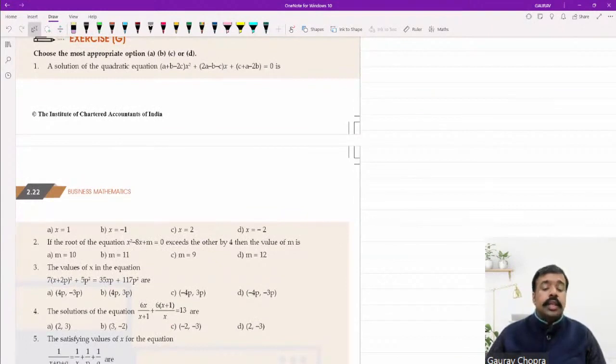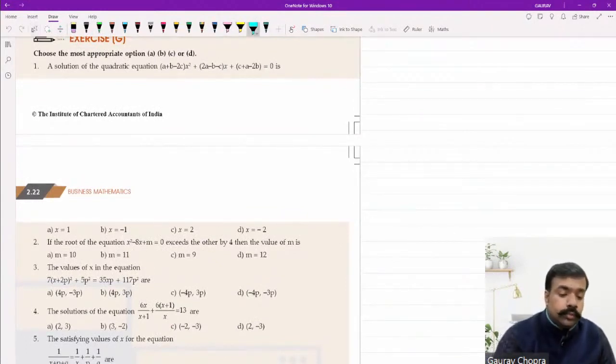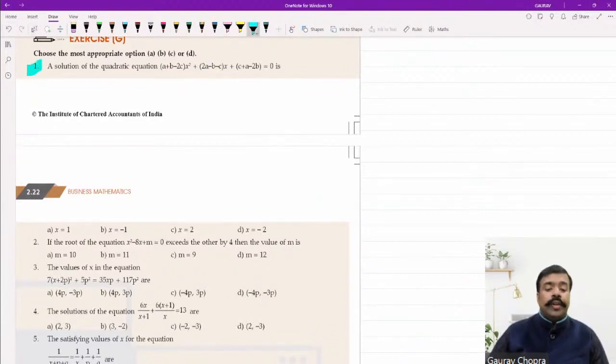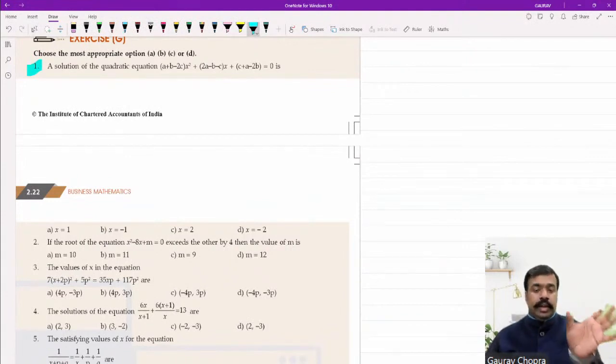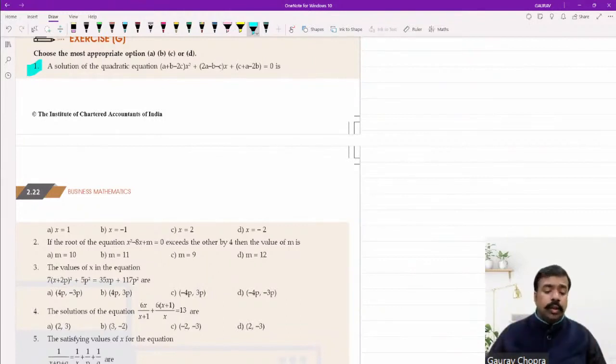The question number 1 says, a solution of the quadratic equation a plus b minus 2c x square, then plus the values with x and plus the constant is equal to 0. So now this is the whole equation, and here we have to find out the value of x. So what we can do is substitute the value of x one by one and check which one is correct. So let us do this with the help of the first option.